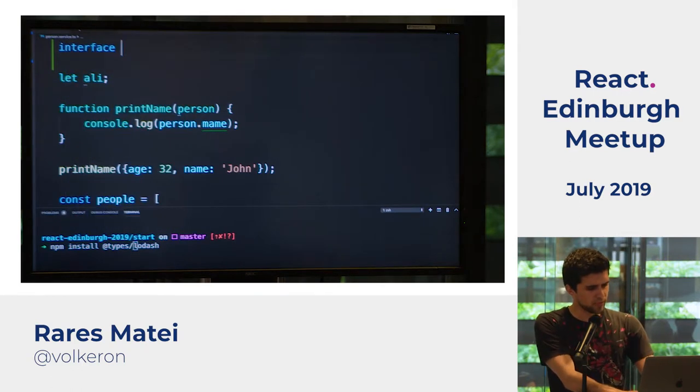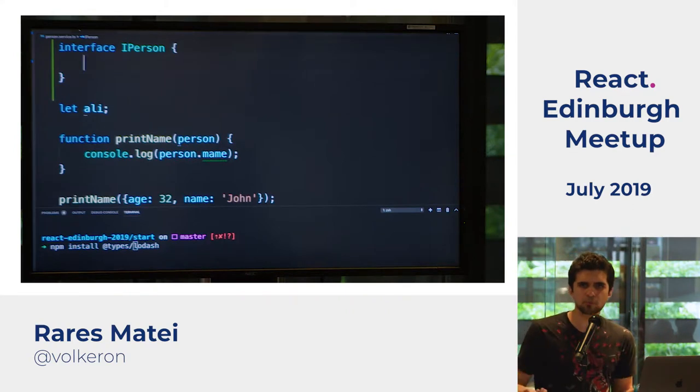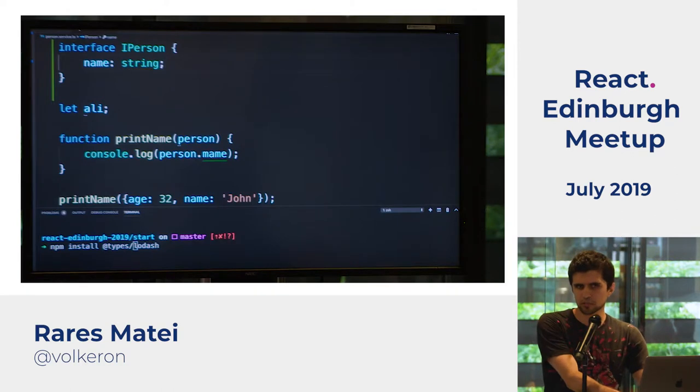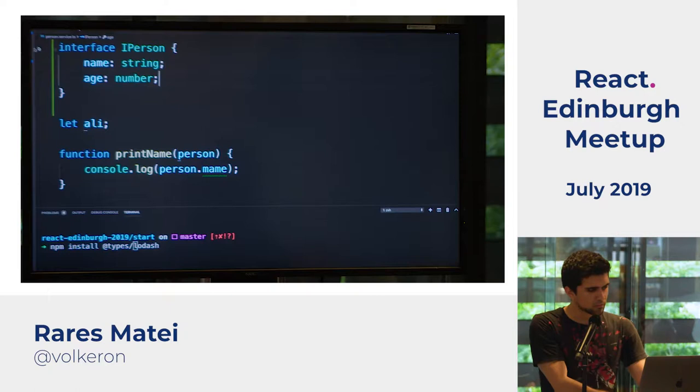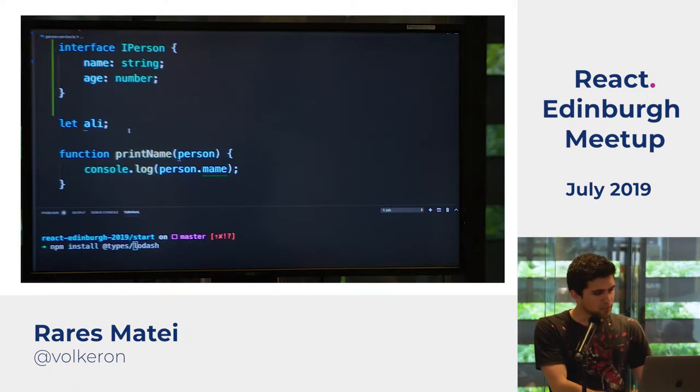So I'll create an interface, and I'll say I want an interface for a person. What would be the properties of a person? A person would have a name, which would be a string, and age, a number. Ultimate proof that age is just a number.